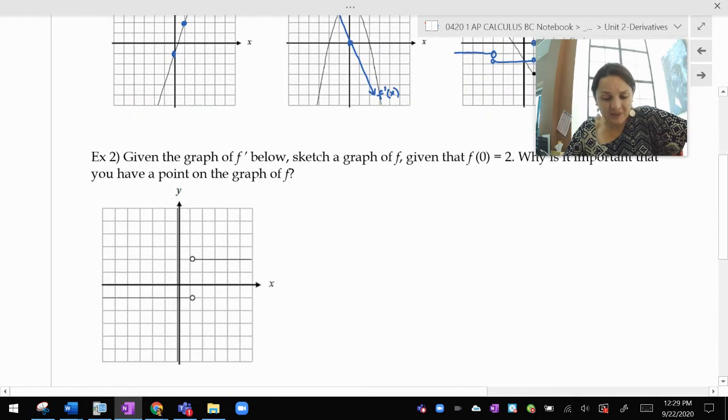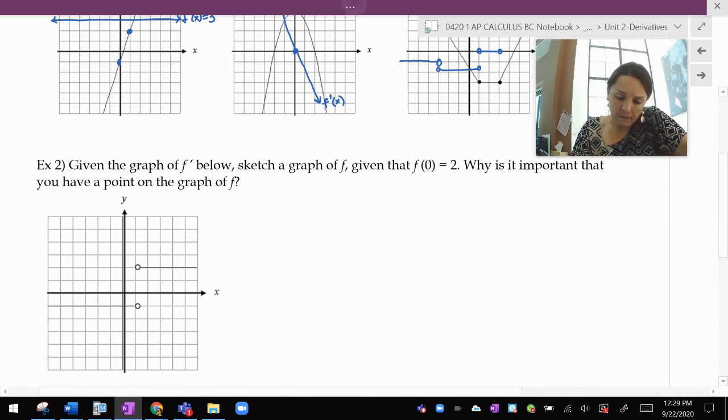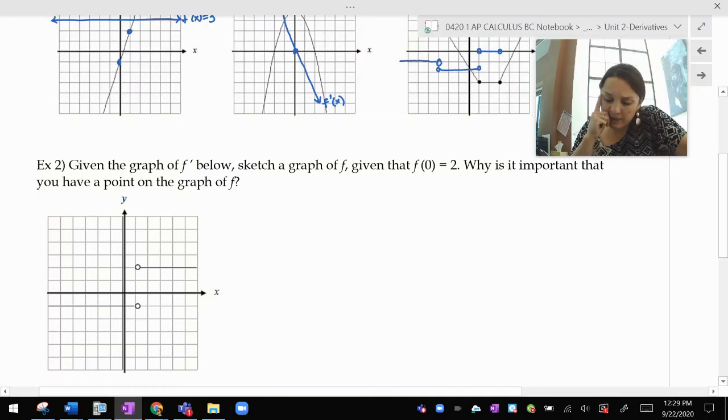All right, this one says, given the graph of f prime, sketch a graph of f given that f of 0 is 2. Why is it important that you have a point on the graph of f? Okay. Well, let's think about that. There's f prime. I'm going to try to sketch f. I'm going to use red now. Given that f of 0 is 2. Okay, fine. I'll start here. Why is it important that I have a point on f?